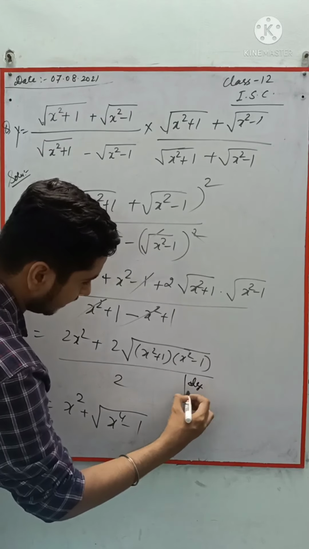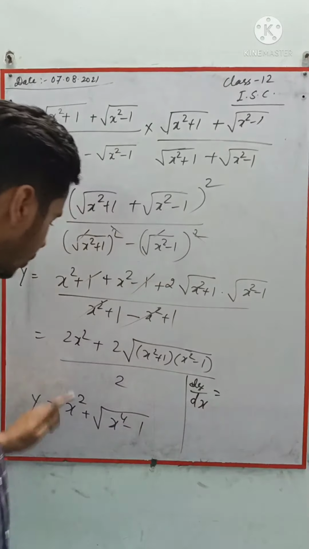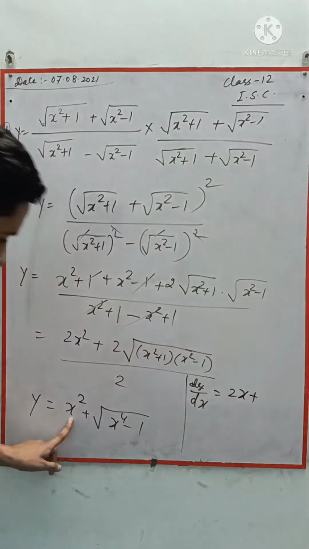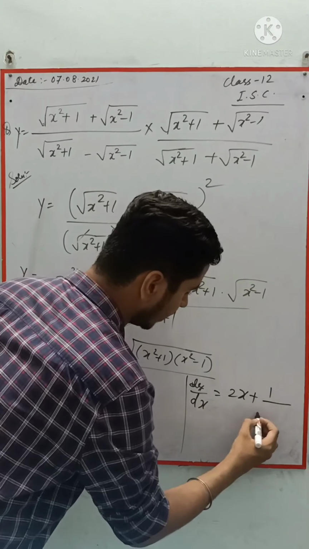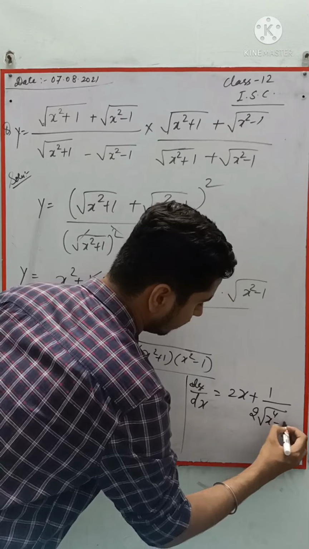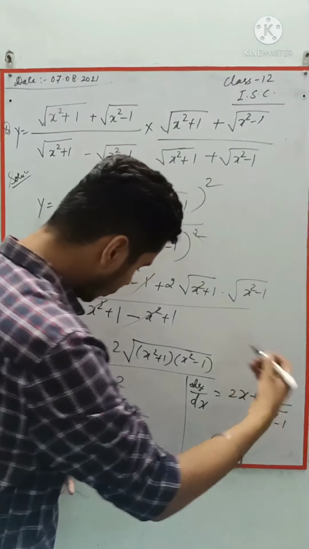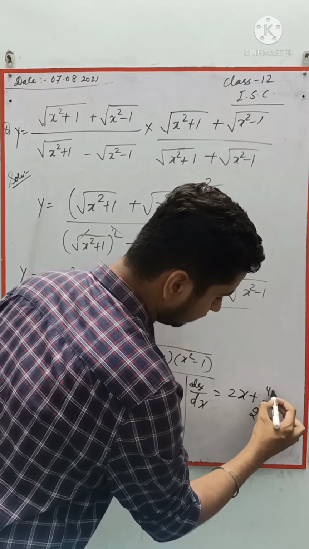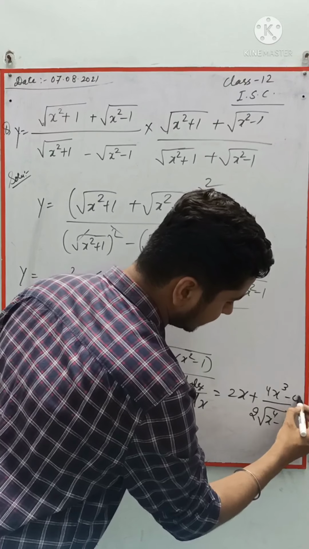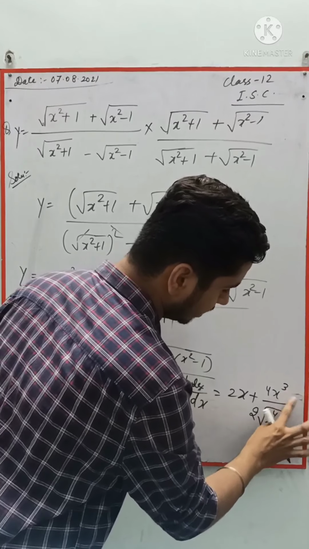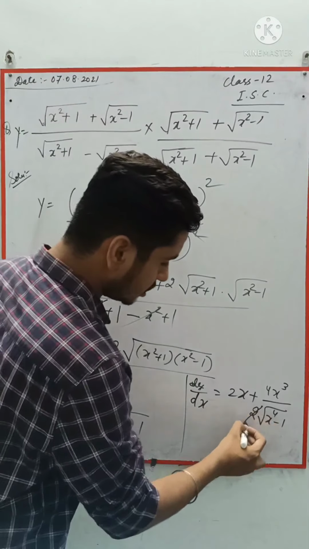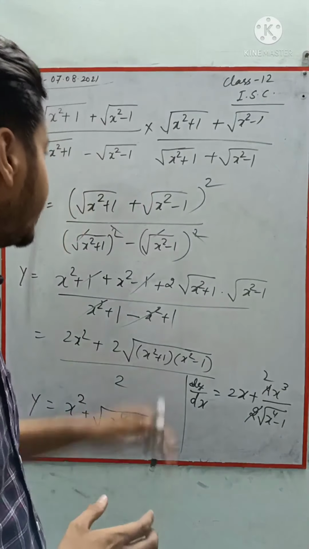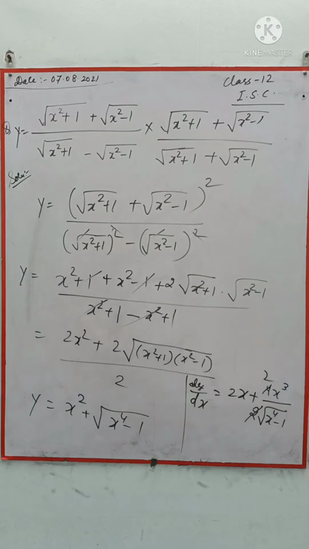How? dy/dx is equal to, what will be the differentiation of x square? 2x plus, this is a root function, so 1 upon 2 root of (x to the power 4 minus 1), and going inside, function of a function, x to the power 4 will give you 4x cube minus 0, because the differentiation of one is zero, so we can remove the 0. Okay, this 2 with this 4 will be cancelled, and finally you will get the answer. Okay, let's do some more questions now.